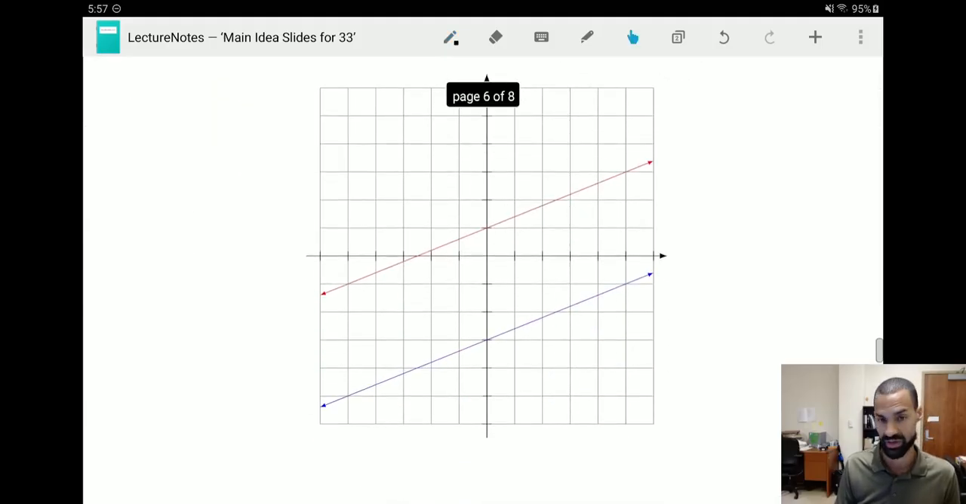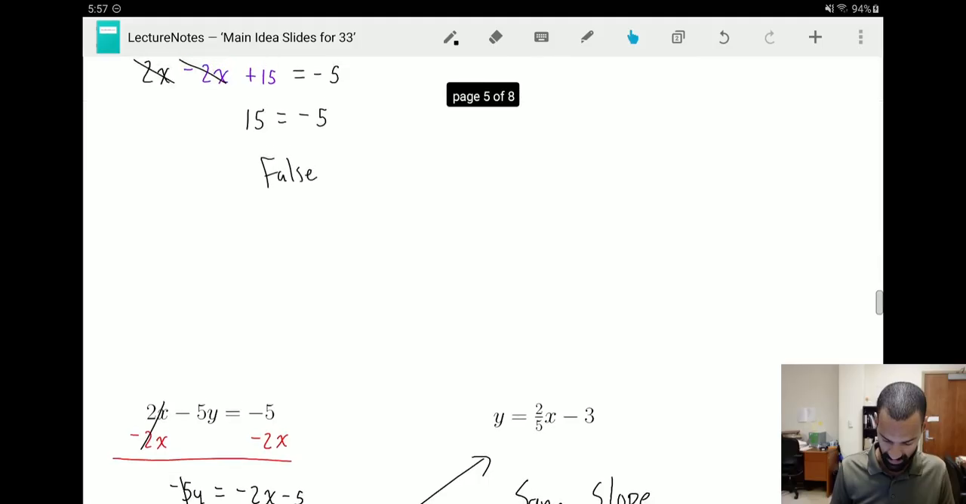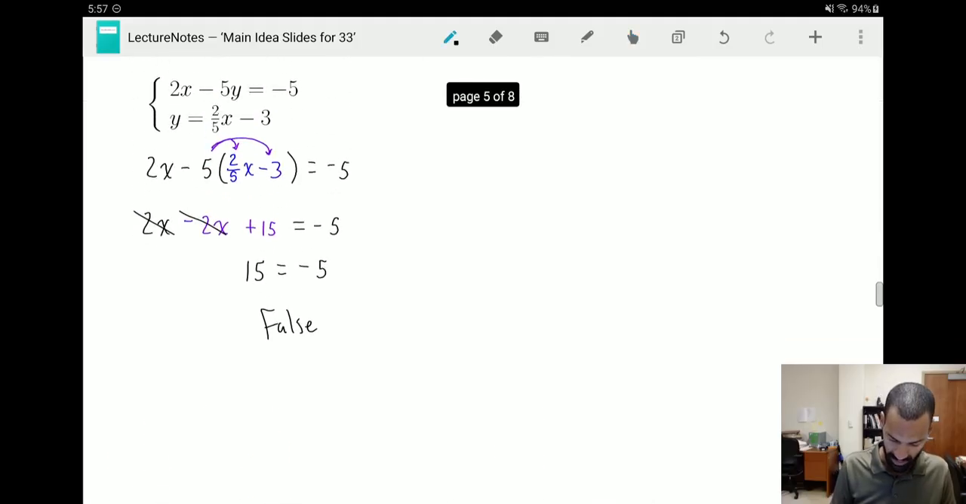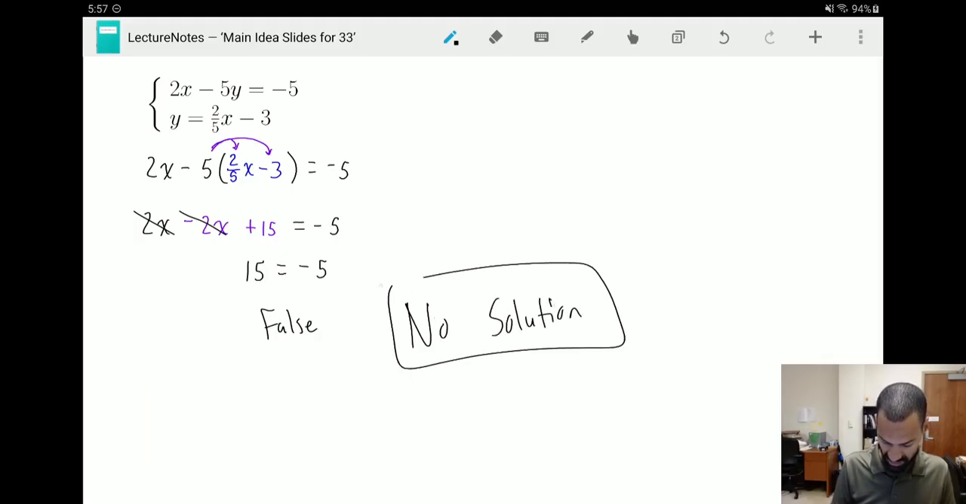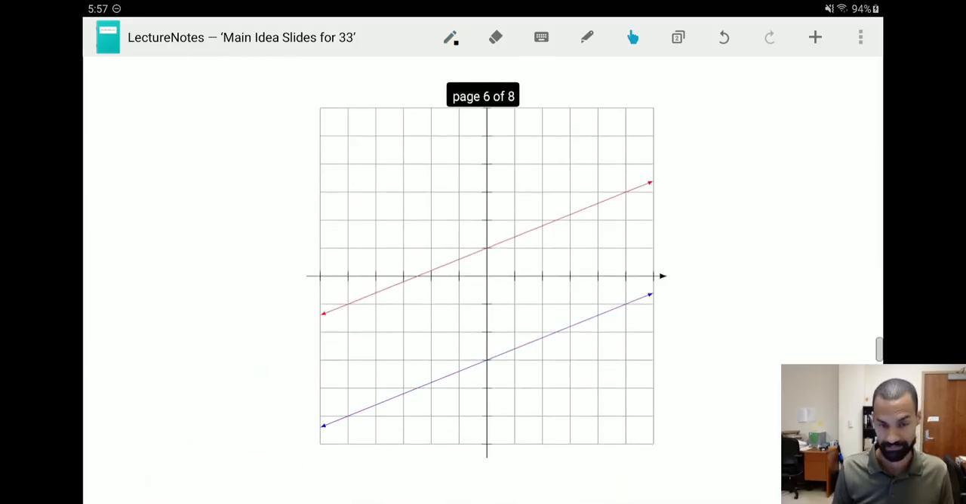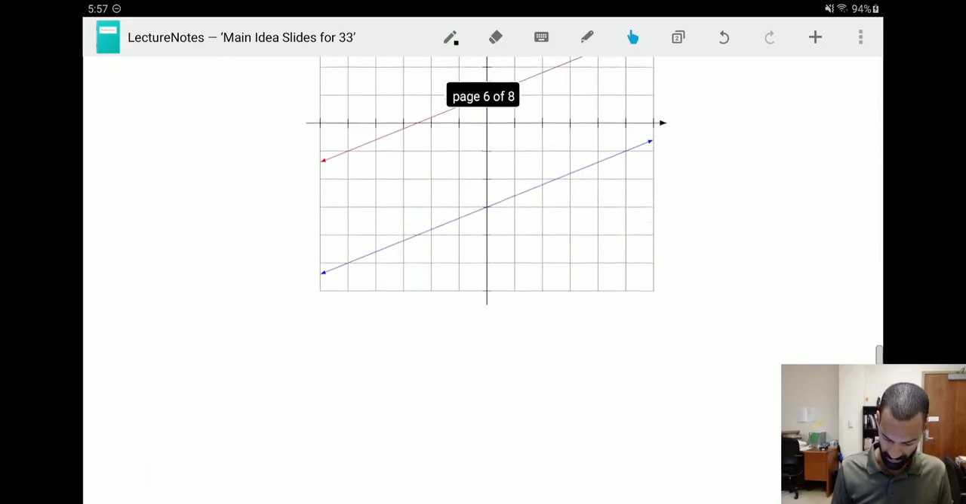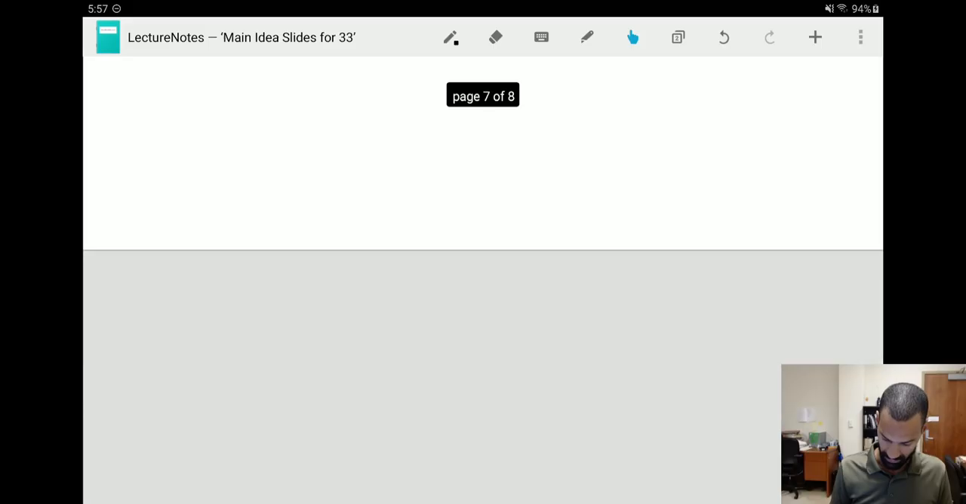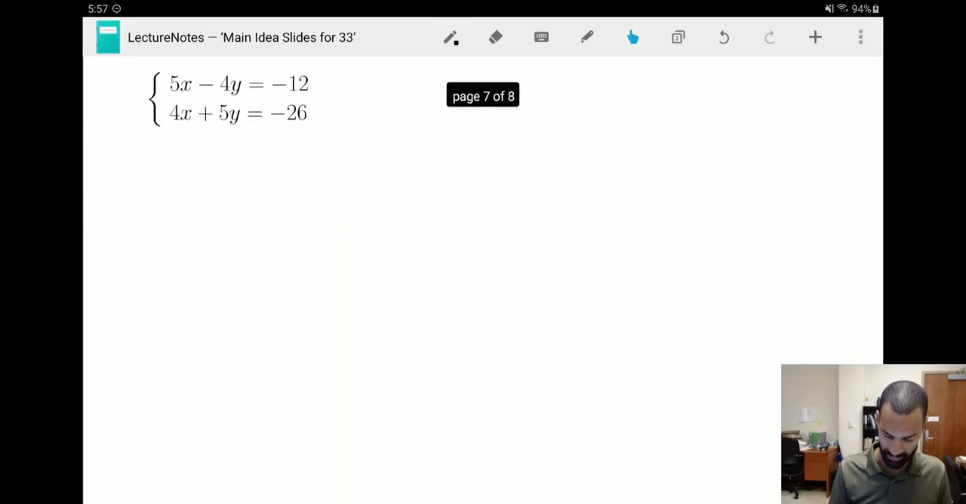These are two parallel lines. They never intersect each other. They don't share a point. It's impossible for them to share a point. So you would say then, if we go back up here, if this were to occur, there's no solution, because you're dealing with parallel lines, lines that never intersect each other. No solution. Okay. Let's keep going. All right.